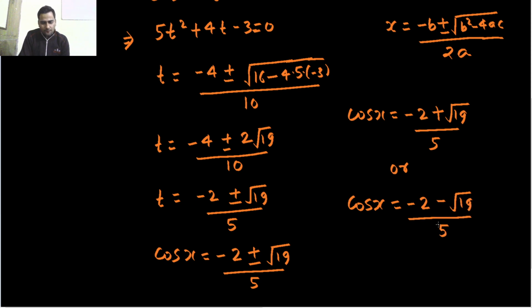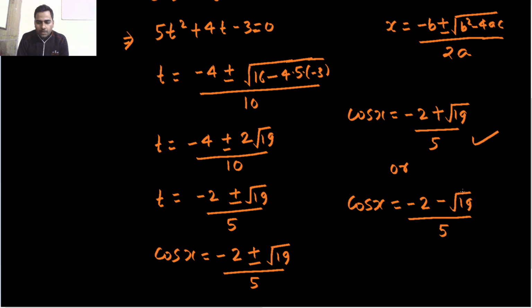Now root 16 you know is 4. Root 25 you know is 5. So root 19 will lie somewhere between 4 and 5, 4 point something, let's say. So minus 2 plus 4 point something, so 2 point something divided by 5. Again, it's a positive value, and 2 point something divided by 5 will be, 2 divided by 5 is 0.4, but definitely it will be lesser than 1. Okay, so fine, because I was just checking that cos should lie between minus 1 and 1, and it is lying, so perfect.